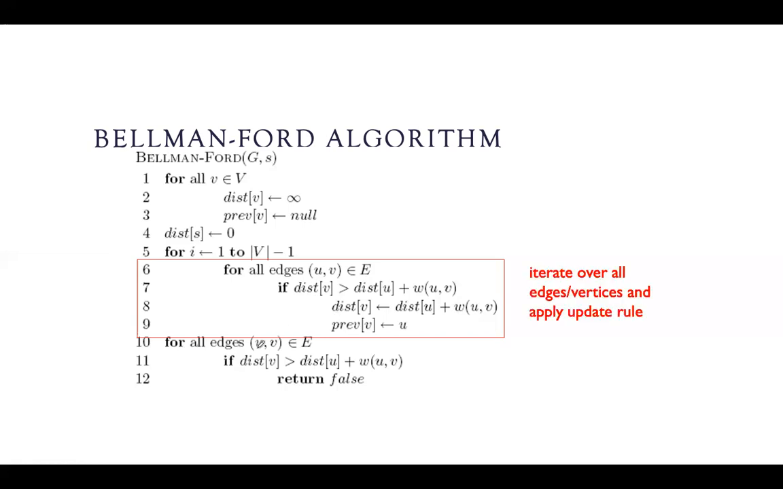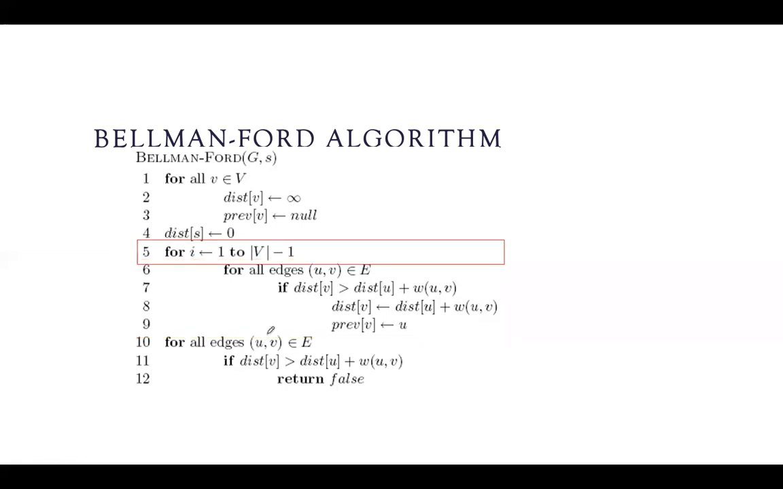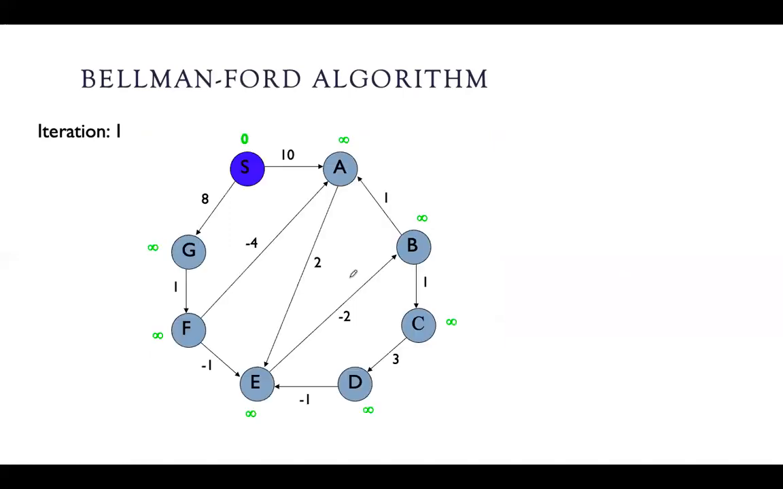And next, one more for loop is there. This for loop I will explain in the end. So this is the Bellman Ford algorithm. We shall see this algorithm with respect to an example itself.